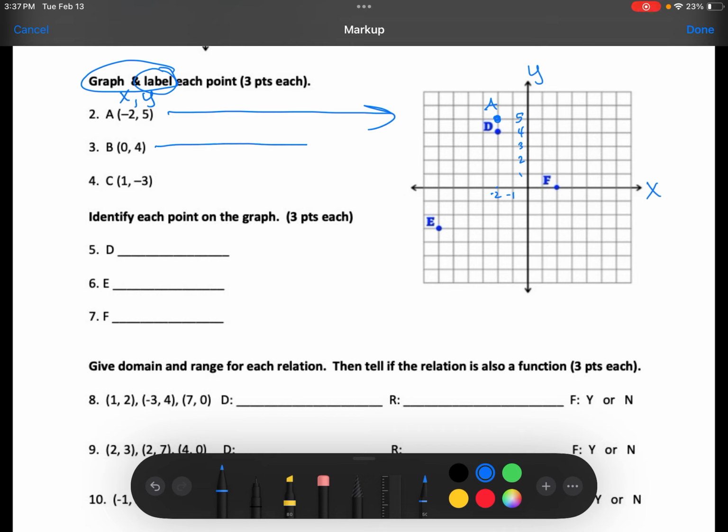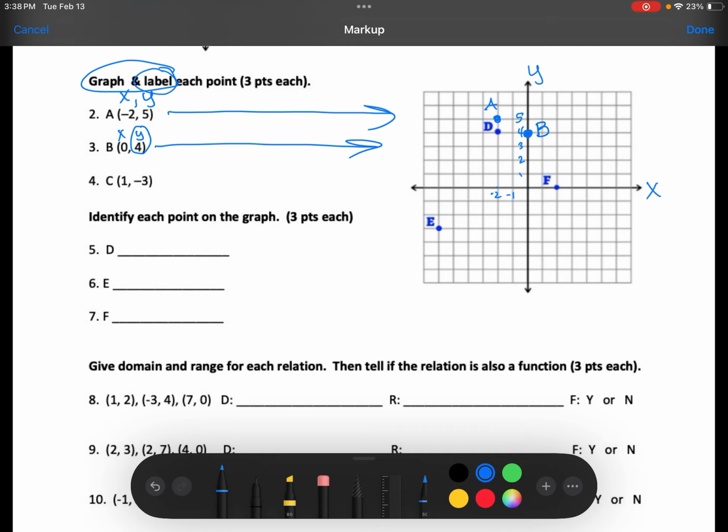The easiest way to do the ones with zeros is to say, where is my non-zero number? So my 4 is in the Y part of this, right? This is X. The second one is Y. And so that means that it's going to be on the Y axis. So that's going to be right here at 4 on the y-axis. So that's B. I'm going to label it B.